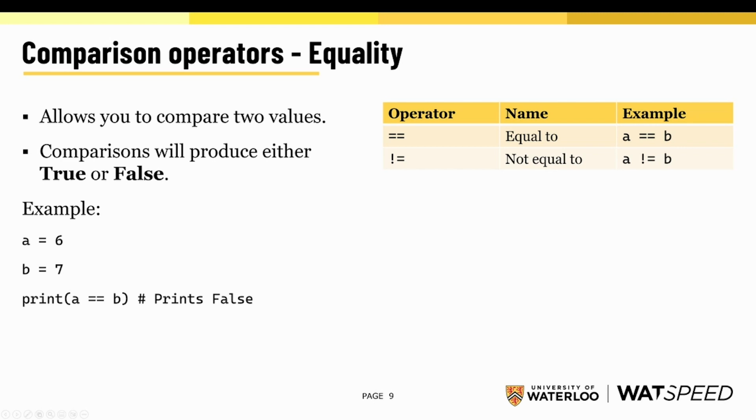So for example, say we have variables a and b. a is equal to 6, b is equal to 7. If we print out the statement a equal equal b, we're asking, is a equal to b? This will print out False.